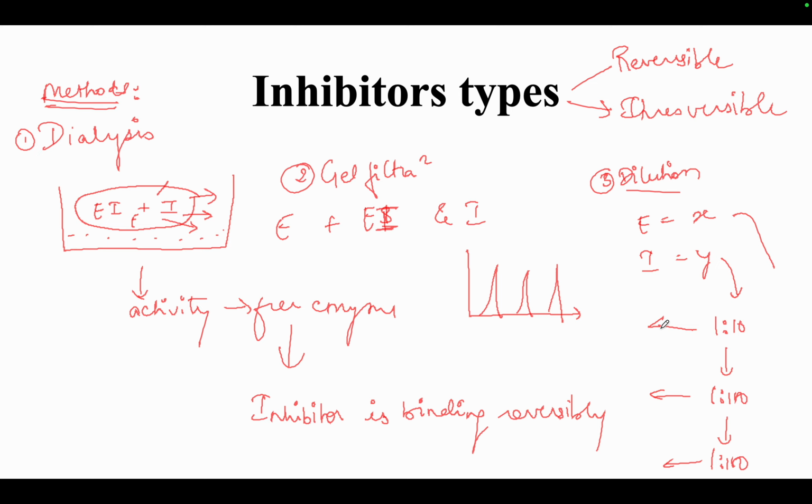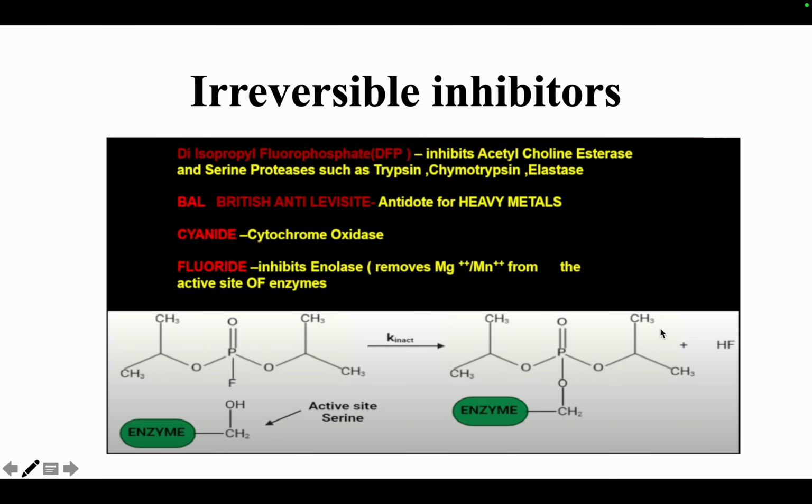So in the irreversible binding of inhibitors, as you can see here, these are different examples of irreversible inhibitors. These inhibitors, for example DFP, diisopropyl fluorophosphate, irreversibly bind to the enzyme and they destroy the functional group. So let's take the example here.